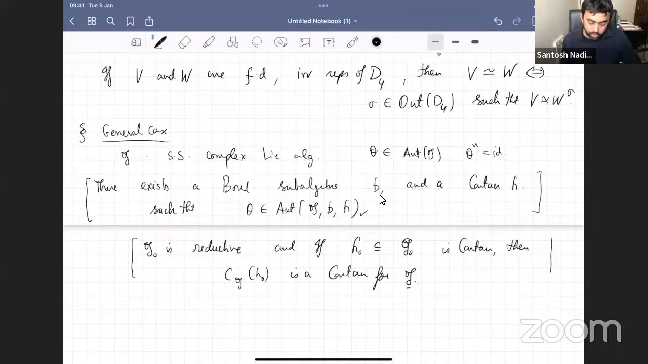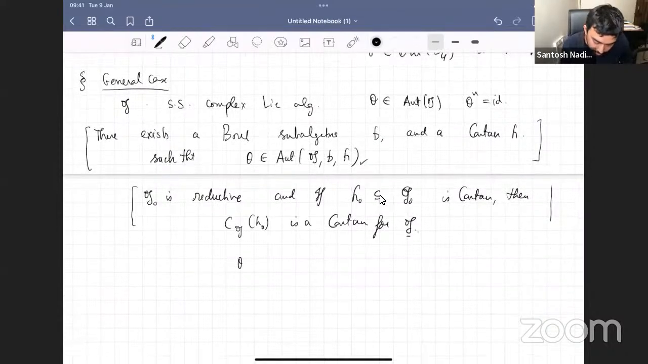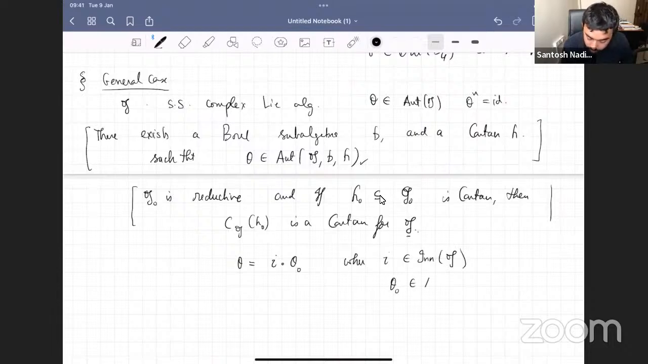So now you can write your theta as iota times theta 0, where iota is some inner automorphism of G, and theta 0 is in the outer automorphisms fixing B, H, and probably a Chevalley pinning. So fix some pinning, and you get theta 0 in the outer automorphisms.